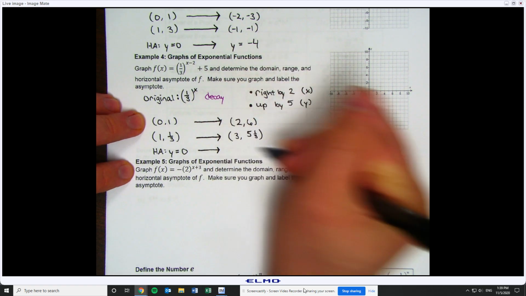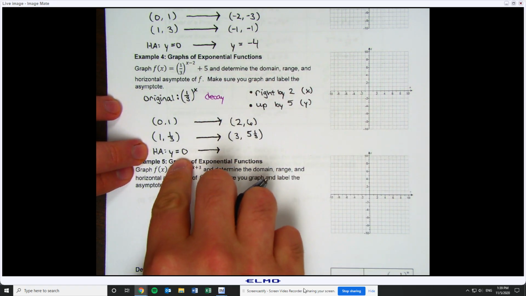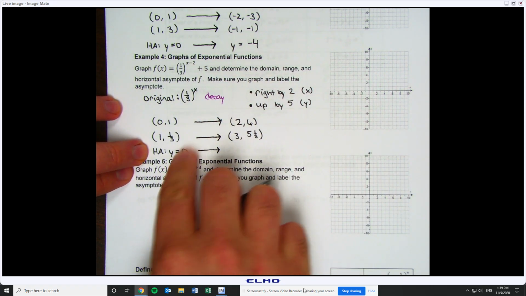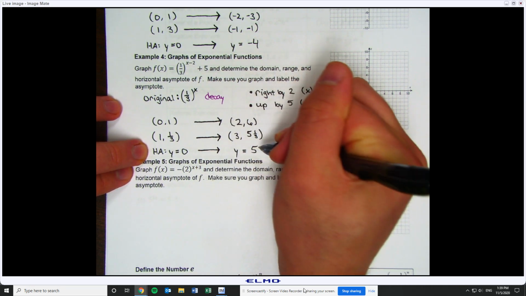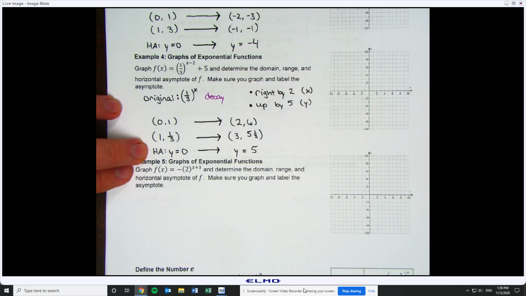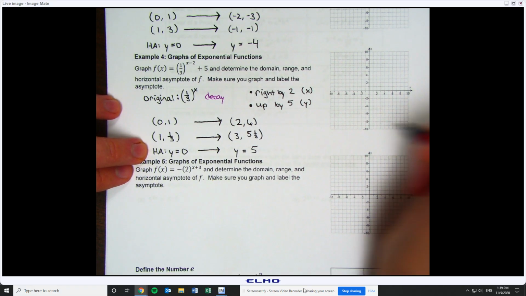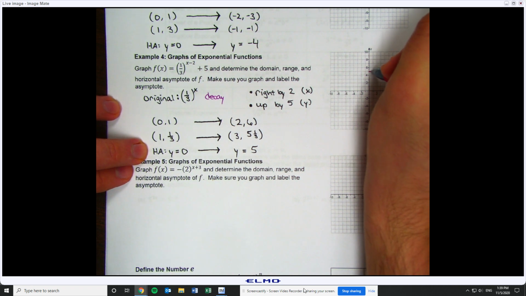Now, for the asymptote, I'm usually at 0. I go up 5, so that means y equals 5. All right, we have everything we need to graph now. So graphing this, I'm going to put my asymptote at 5 right here.